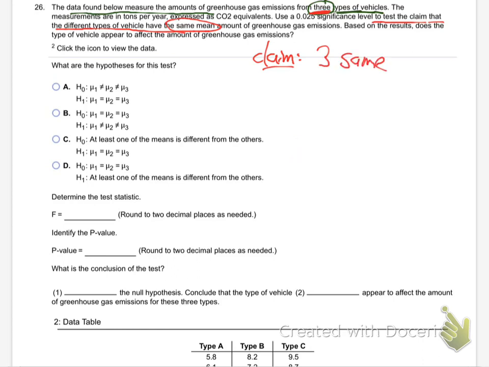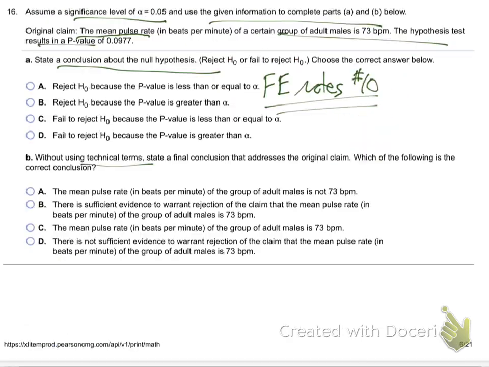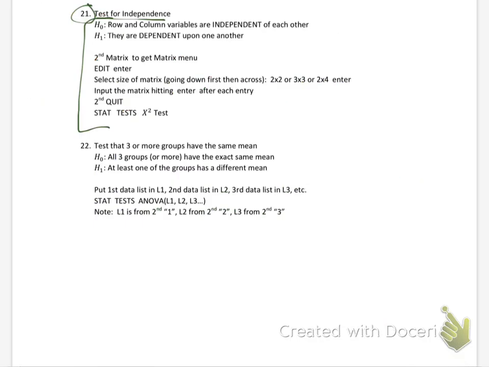Now 3, what do we do with 3 groups? Do we have 2 groups, like p1, p2, or mu1, mu2, but do we have 3 groups? Do we have 3 groups all the same? Yeah, that's the last thing we did. That's the ANOVA. Let's go see the notes. Final exam notes. There it is. Test that 3 or more groups have the same. That'll end up being the ANOVA. Follow those steps. 22 on the final exam notes.